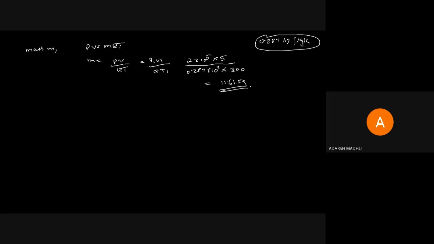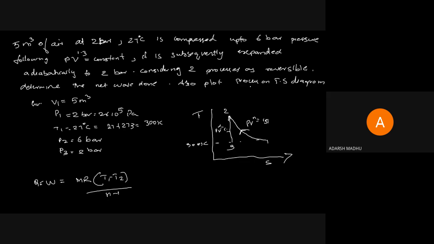To find the value of m, this is the only equation: PV equal to MRT. So for a perfect gas, the equation is PV equal to MRT. Now for the first process, polytropic. The equation of the work done for the polytropic process is mR(T1 minus T2) by n minus 1. That is the first process, polytropic from 1 to 2, right? n equal to 1.3, PV raised to 1.3 equal to constant. So n equal to 1.3.